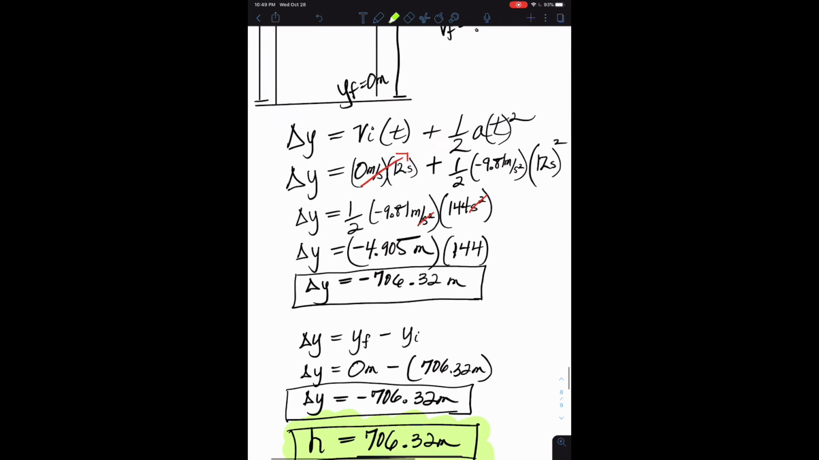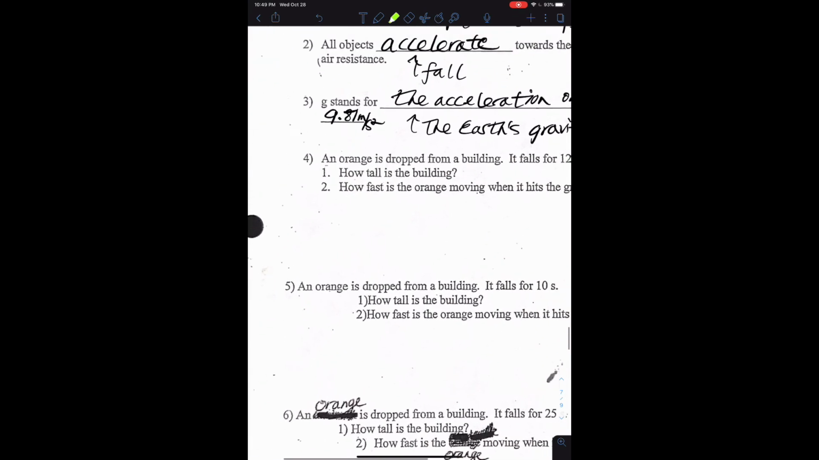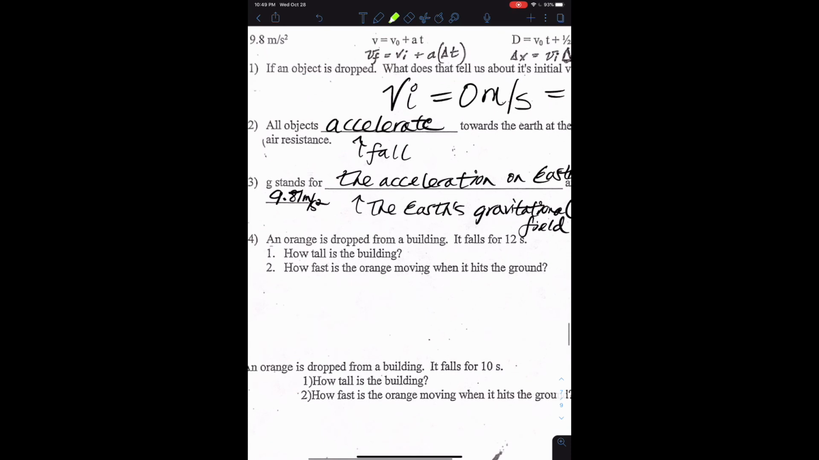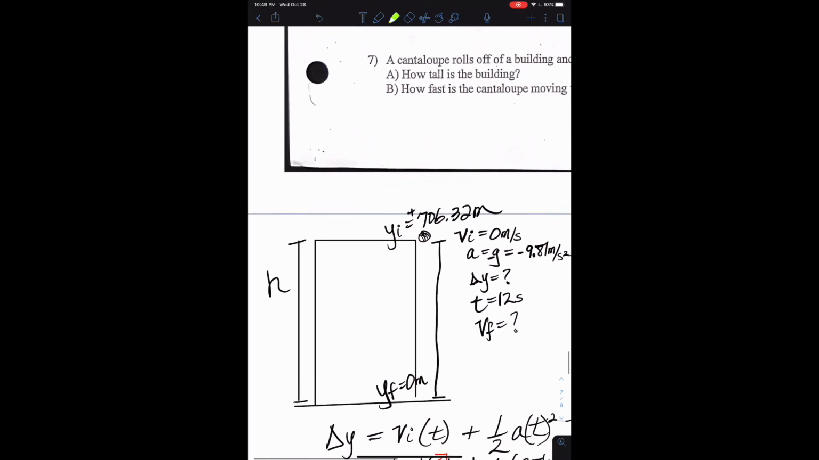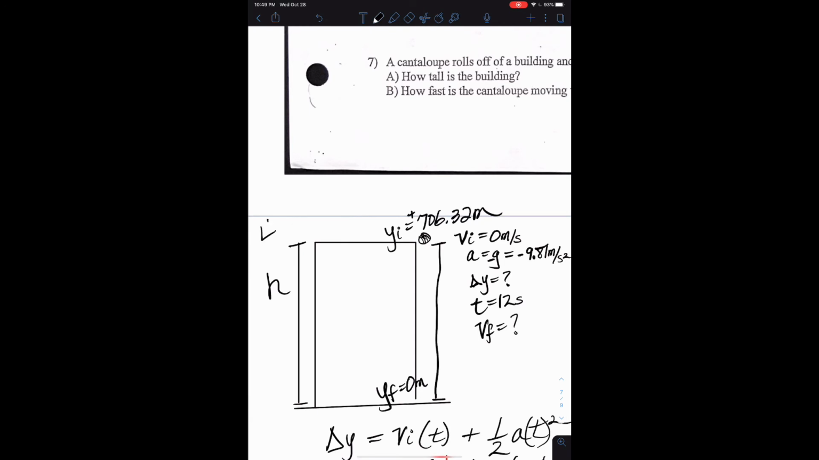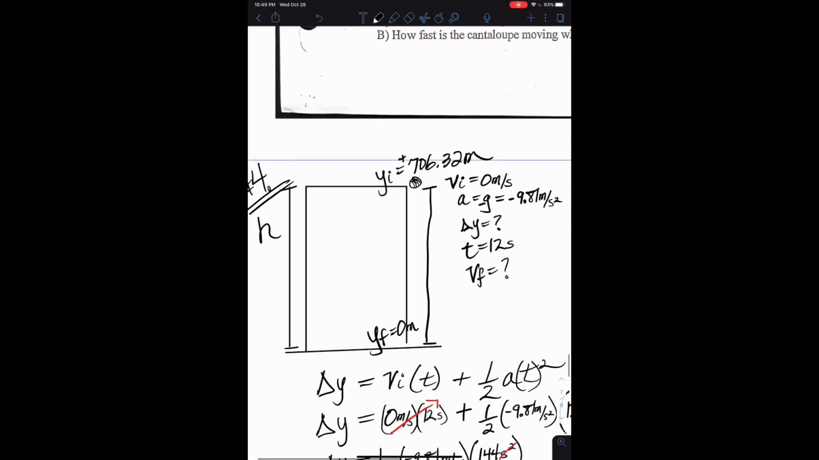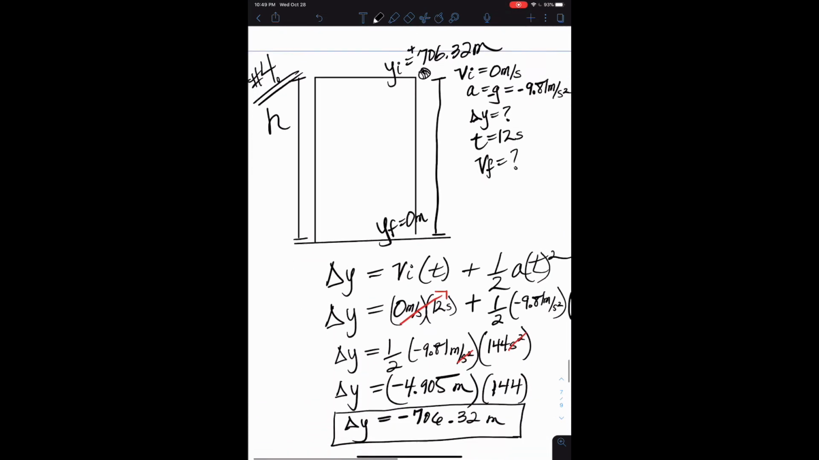There is another part to the question, right? Which gets at the final velocity. It says, how fast is the orange moving when it hits the ground? All right, so this is for question 4, and I'll just put a number 4 up here. So how fast is the orange moving when it hits the ground? So what is VF, right?